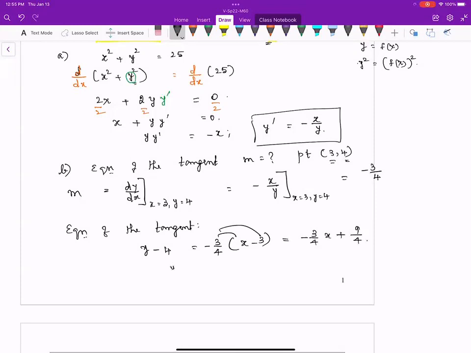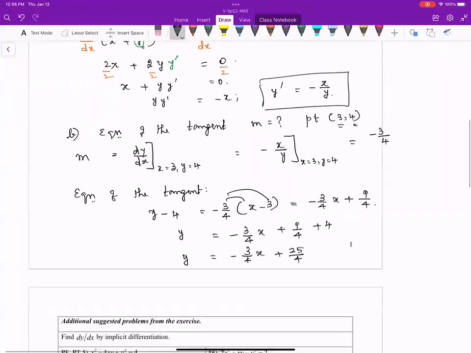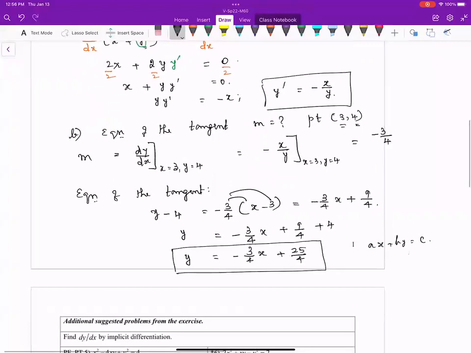Then you have to move the 4 to the other side, so that becomes y equals negative 3 over 4 x plus 9 over 4 plus 4, and that will be 16 plus 9, which is 25 over 4. So this is written in slope-intercept form. Of course, you can also write the same answer in ax plus by equal to c form as well. So this is the equation of the tangent line.